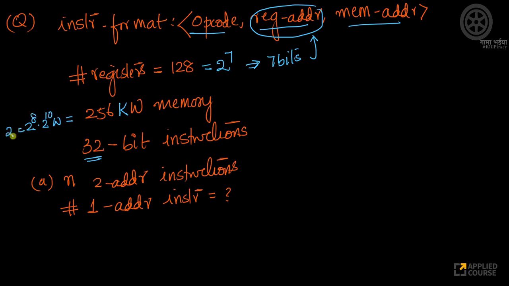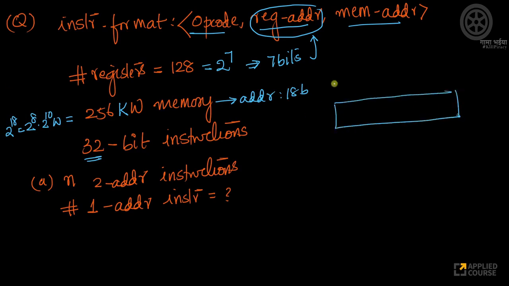So this becomes 2 power 18, which means the memory address will need 18 bits. The instructions are 32-bit long. Look at this. The whole instruction itself is 32-bit long. Okay, cool. Now, how many bits do I need for memory?